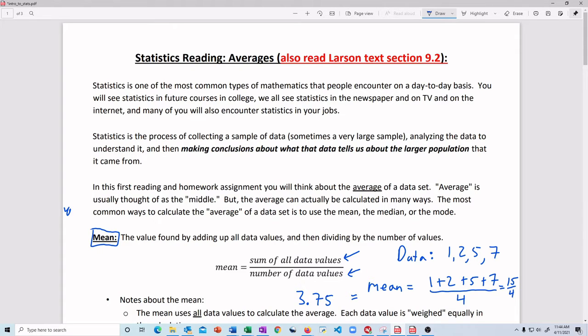So what we're saying there is 3.75 is, in one way of thinking about it, the middle of this data set. Okay? So that's it. That's the mean. It somehow is trying to describe to us the middle, the average of the data values. Okay, and so that's a very important one. We're going to use it a good amount.